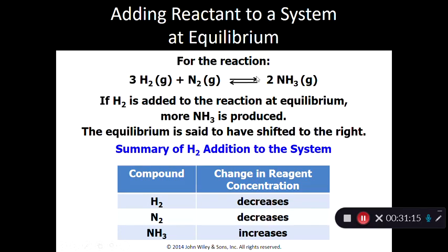If it shifts to the right, it's going to produce NH3, so we are going to produce more NH3. Shift to the right means we are going to consume hydrogen and nitrogen. The nitrogen and hydrogen concentrations decrease when we produce NH3. So if you add additional hydrogen, it's going to shift to the right and produce NH3.